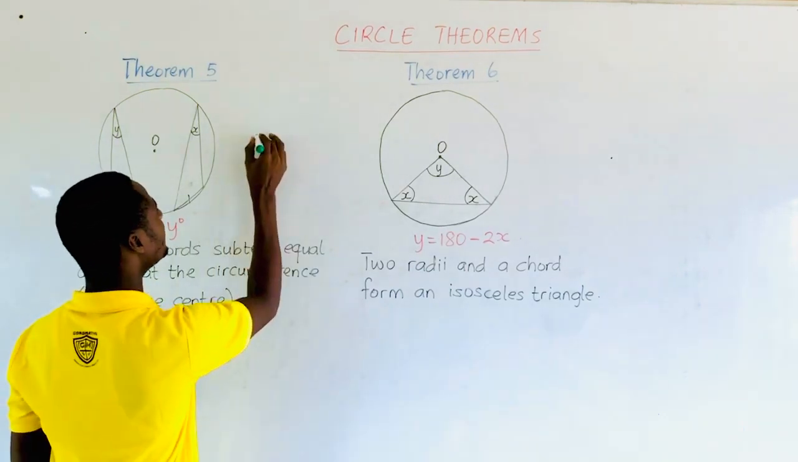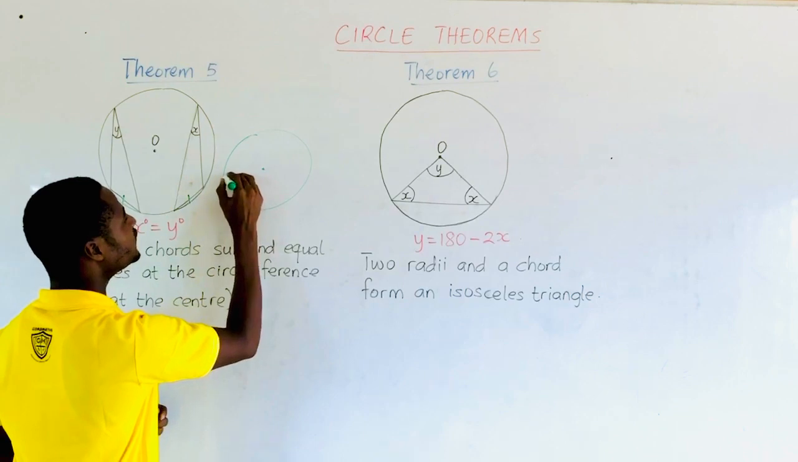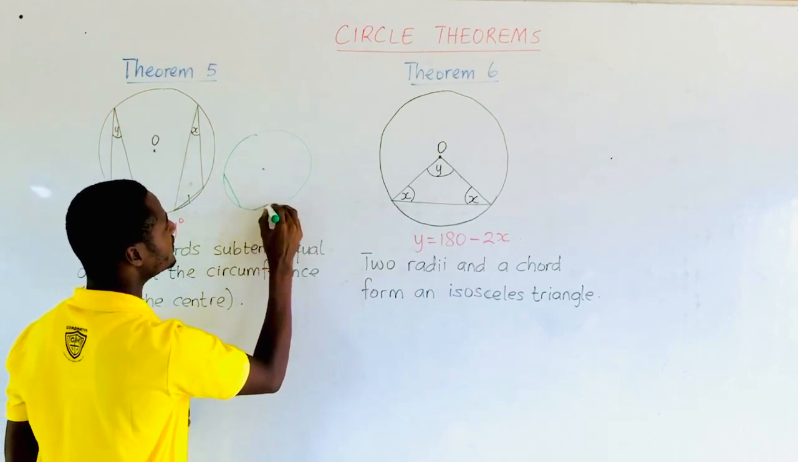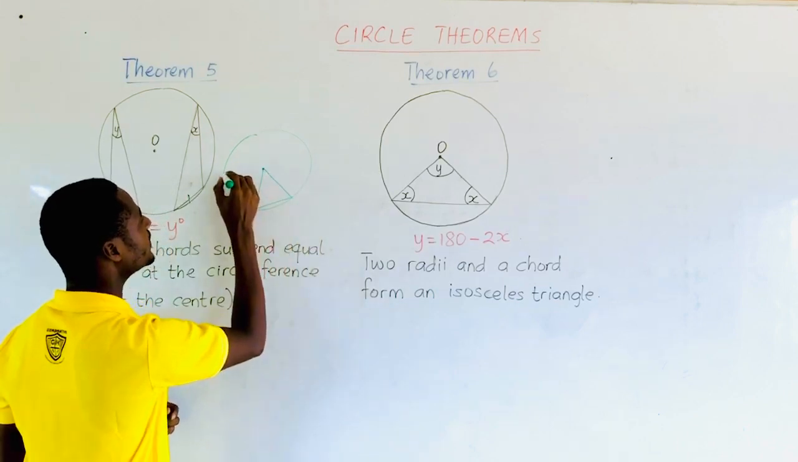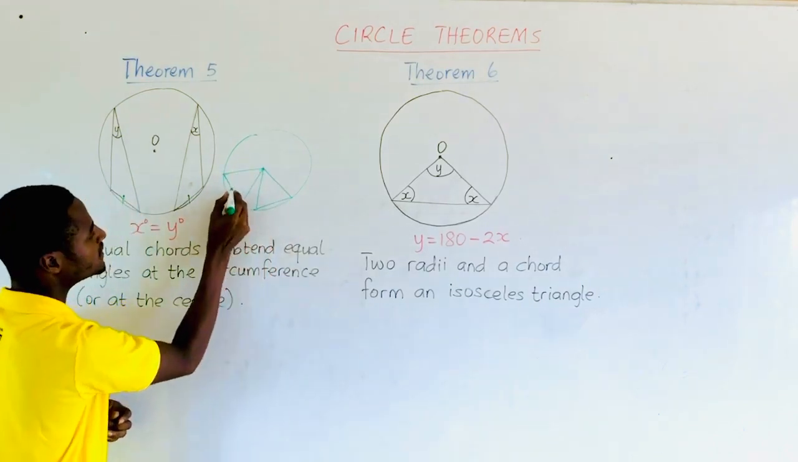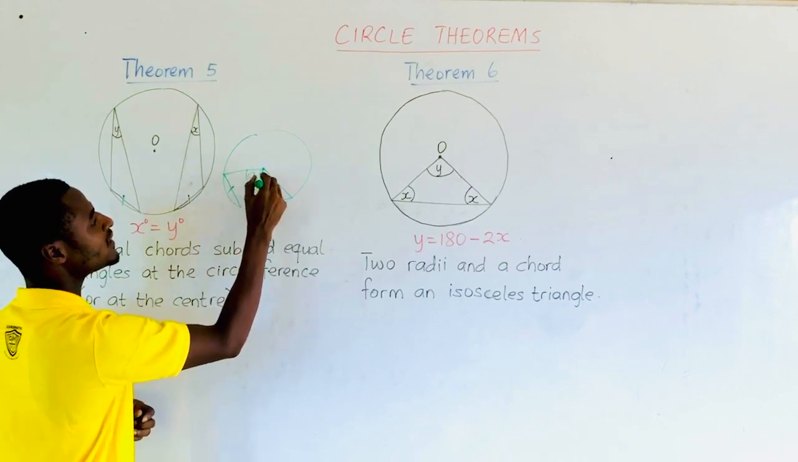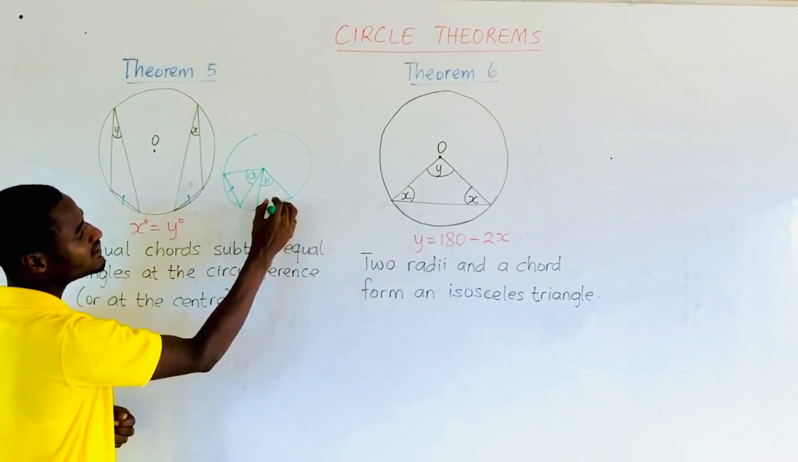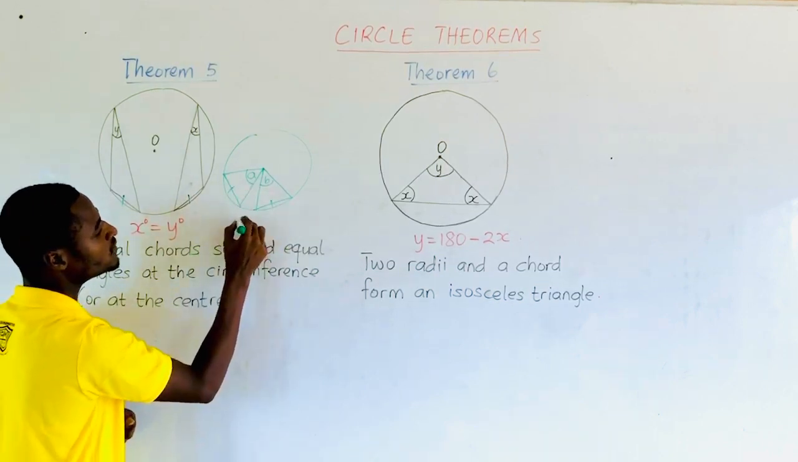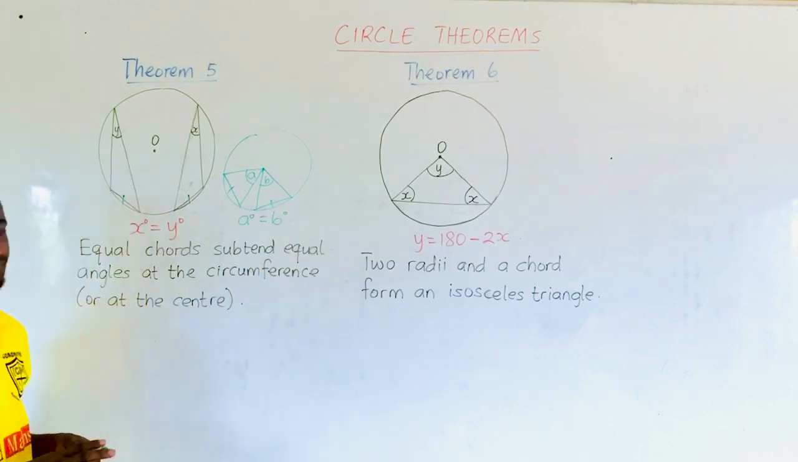Now suppose you have another circle with center O, and then you have 2 different chords where the chords subtend angles at the circumference or at the center of the circle, where the 2 chords, this chord and this chord, which are equal, subtend angles A and B respectively at the center of the circle. Then, since the 2 chords are equal, we will say that angle A is also equal to angle B.